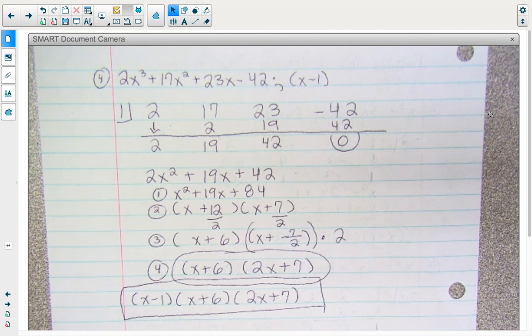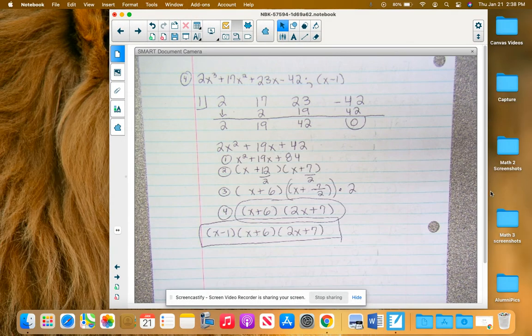So what we did today, I gave you a factor. Go through and do synthetic division. Then it should give you 0 because I gave you a factor. So this number here should be 0. Then from there, use your good factoring skills, break it down, and list out all of your factors.